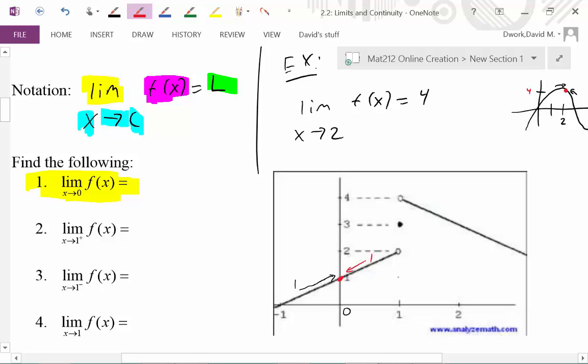So I think we can all agree whether or not the graph actually equals 1 at the x value 0 is completely irrelevant. We don't care if f of 0 actually equals 1. All we care about is what are they approaching? Is it getting close to the value of 1? And I'd say yes. So therefore, our limit is 1.